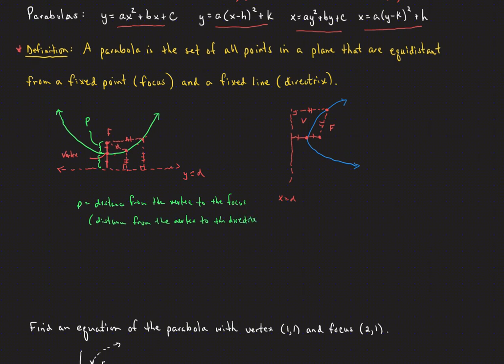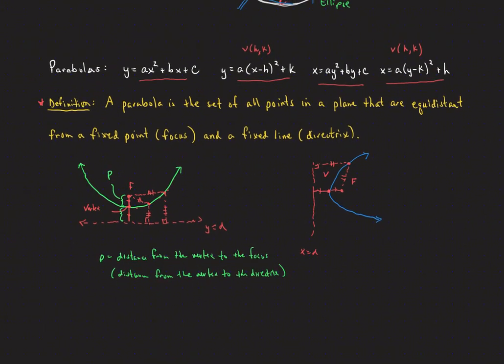Now, we have learned before that this value of a, no matter which form of the parabola we're talking about, determines the shape and the direction of the parabola. For a parabola that opens up or down, like y equals, if a is positive, it's going to open up, and if a is negative, it's going to open down. A larger value of a is going to be a skinnier parabola, and a smaller value of a is going to be a flatter or fatter parabola.